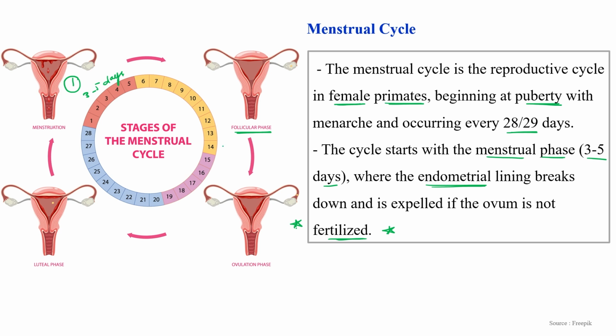Then after the 14th day, ovulation occurs, and days 15 to 19 are known as the ovulation phase. Mainly, the 14th and 15th days are the ovulation time, and after that comes the luteal phase. So this is a cyclic process. These are the steps: menstruation, days 3 to 5, first stage. Second, the follicular stage. Third, the ovulation phase till the 19th day, and then from the 20th to 28th day, the luteal phase.